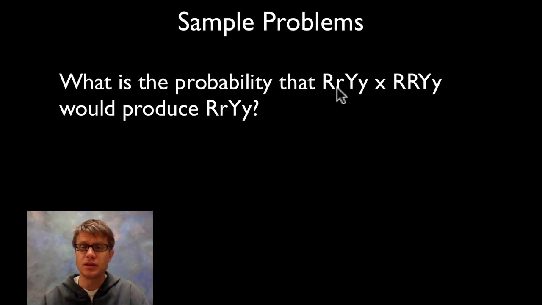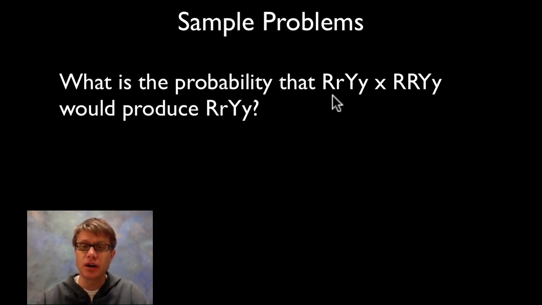What's the probability that this parent and this parent would produce this? Take a second, see if you could do that one in your head. Okay, if you can't do it in your head that fast, you probably don't know the law of multiplication. And it's really simple. Don't try to do a Punnett square.